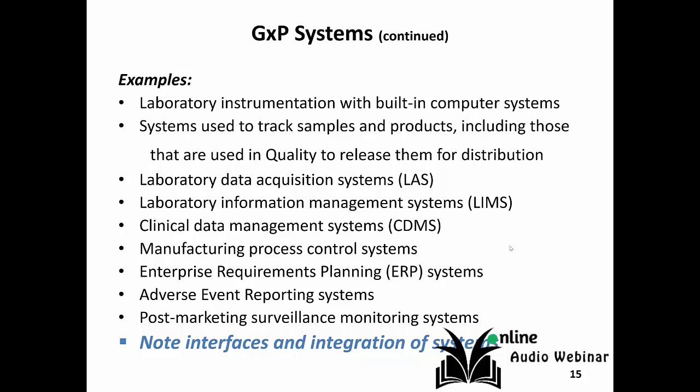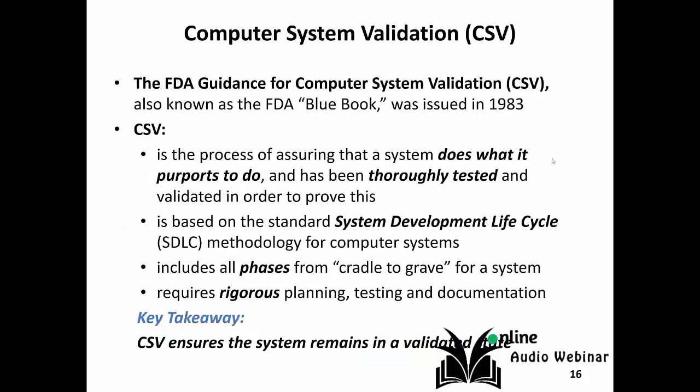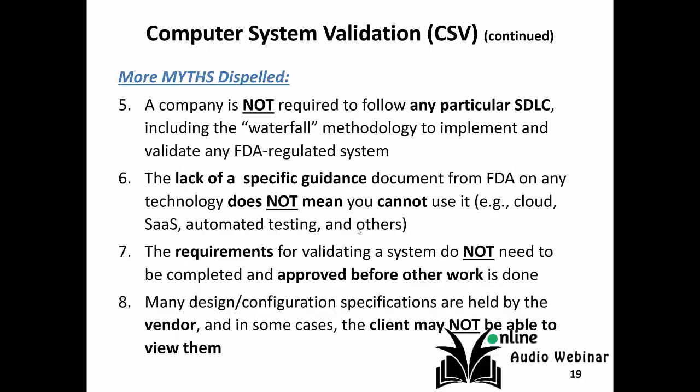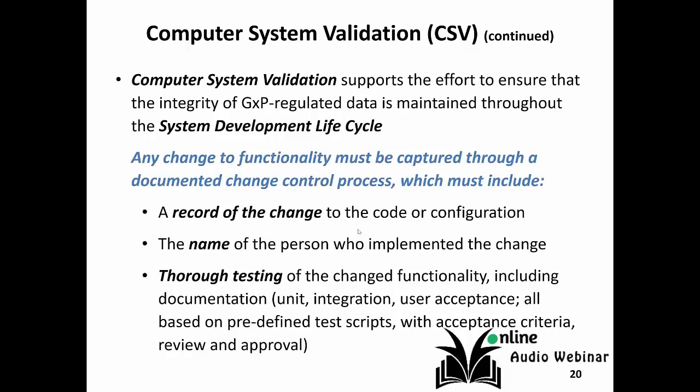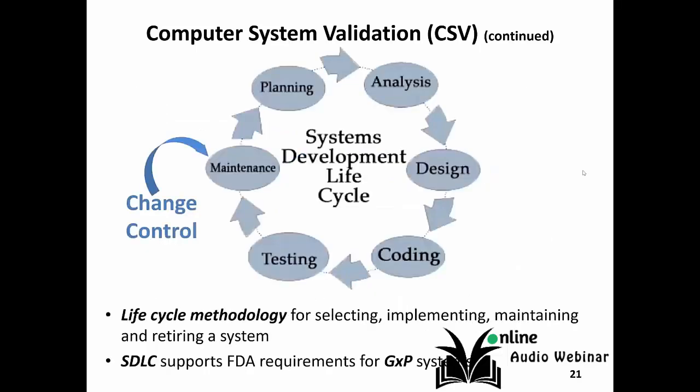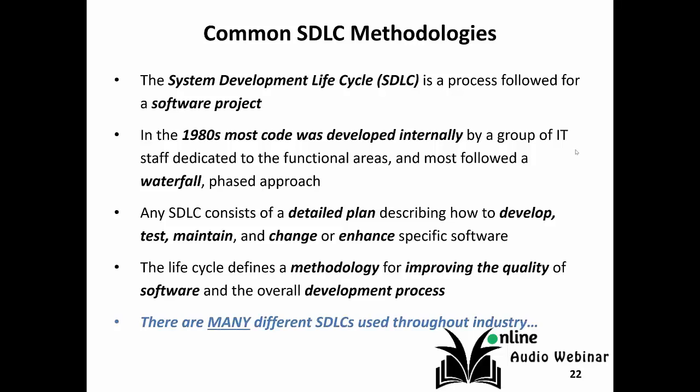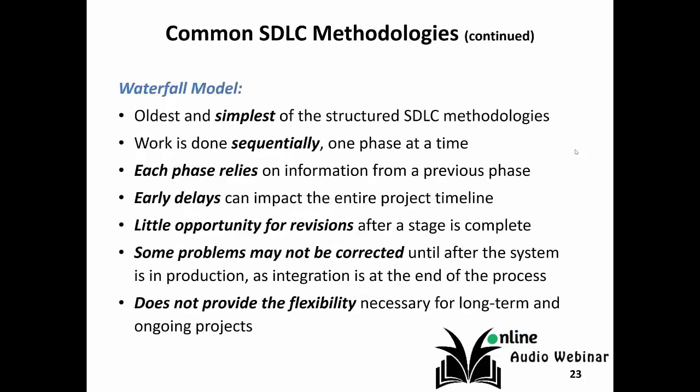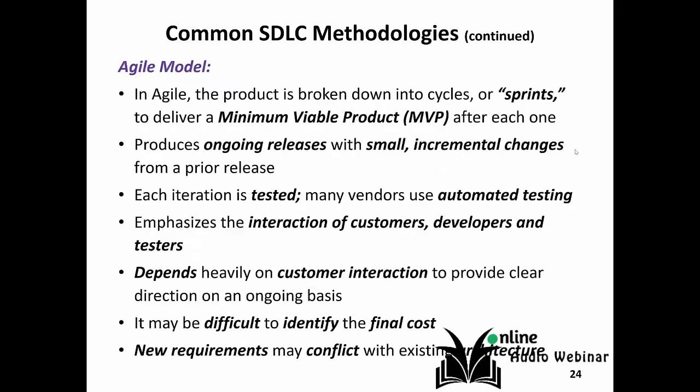Now, the guidance from FDA for computer system validation was known as the Blue Book. It was issued in 1983. So what's required? Computer system validation supports the effort to make sure your data is maintained with integrity throughout the system life cycle. So you see the system development life cycle. The system development life cycle methodology is basically the process people follow for software products. The waterfall, again, that's the oldest, simplest model that was followed back in 1983. Now, with an agile methodology, you're working in sprints, which actually could be your phases.